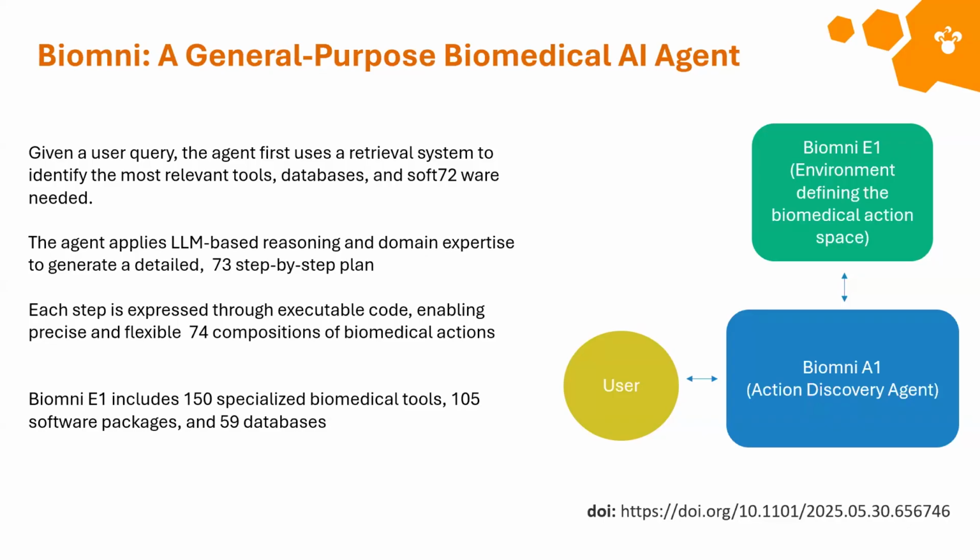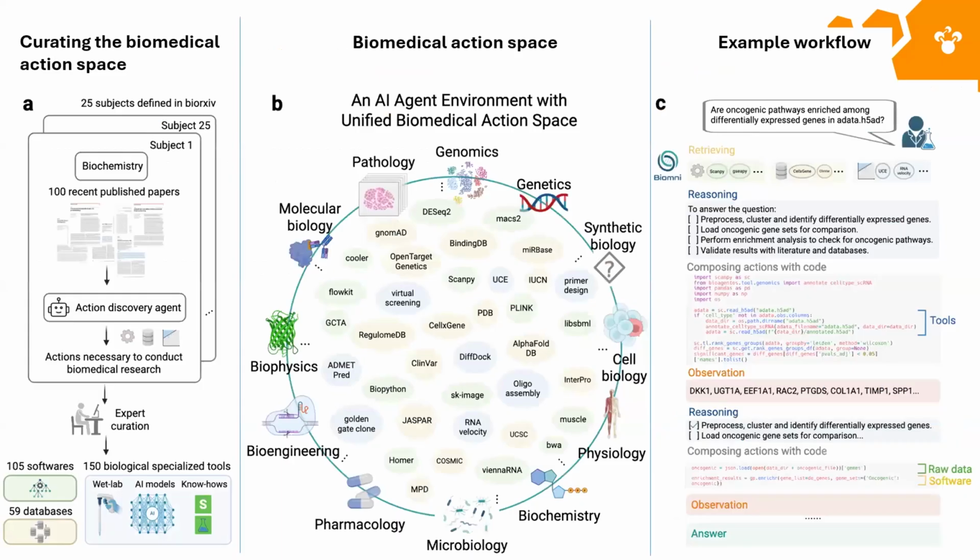So this is the basic architecture of Biomni. It consists of an agent which is called Biomni A1, and it is attached to a pool of tools which are called Biomni E1. The goal of Biomni A1 is to select the necessary tools to answer your question. And I'll talk to you about how that works.